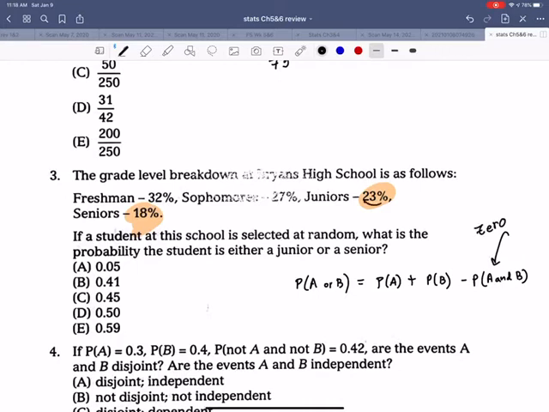So I'm totally okay with adding these. And I think that makes sense, right? So I get 41%, and there is my answer.